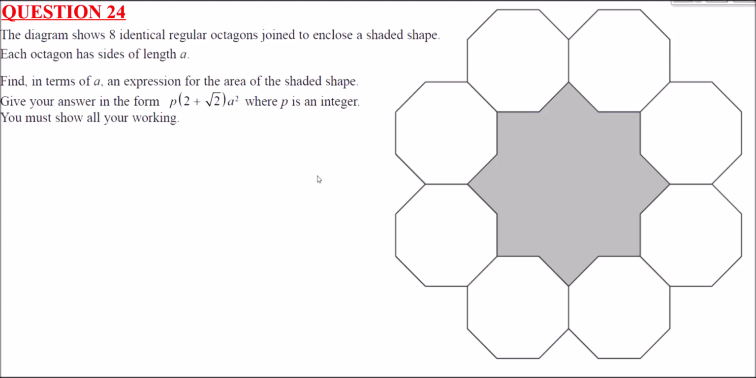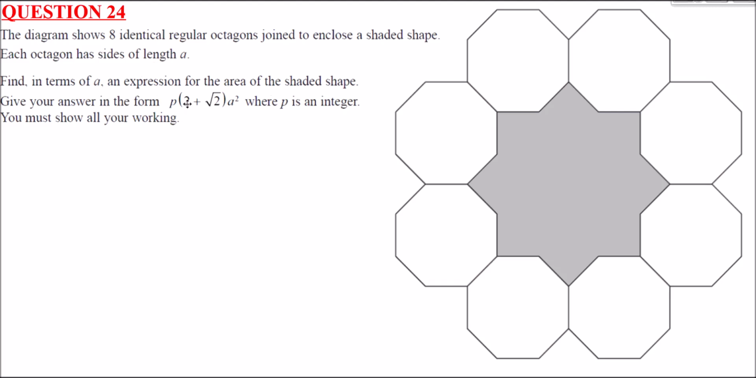Question 24, an absolute beast. The diagram shows 8 identical regular octagons joined to enclose a shaded shape, this shaded shape in the middle. Each octagon has sides of length little a. Find in terms of little a an expression for the area of the shaded shape in the middle.